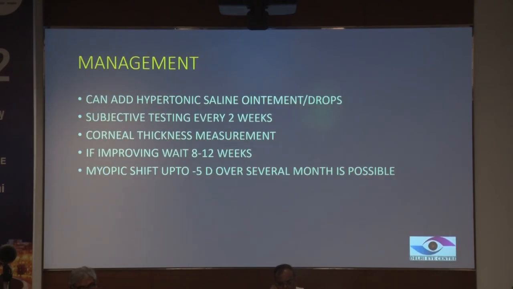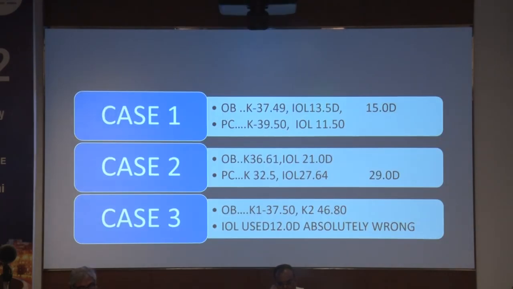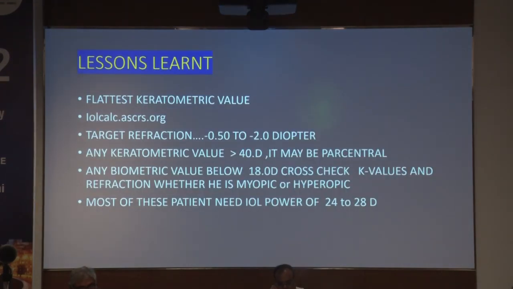What I would like to emphasize is to take the flattest keratometric value available on any of the equipment, calculate with IOL Calc, ASCRS, target refraction between minus 0.5 to minus 2 depending upon the distortion of the cornea. Any keratometric value above 40 means you are measuring the ectatic area, you are not measuring the flattest area. The error we had was that the steepest axis was at 46 diopters, so we didn't take that into account.